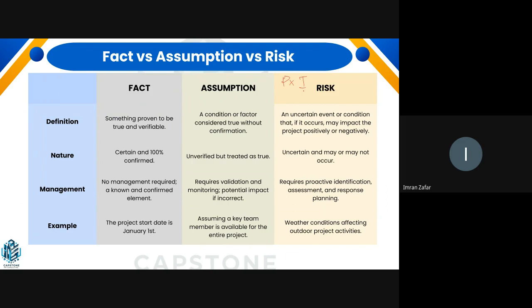So we'll talk about risk in much more detail once we get to that topic. So these are some differences that we need to know, especially between assumption and risk. Are you guys clear on this, or do you still have any confusion or queries about assumption and risk?